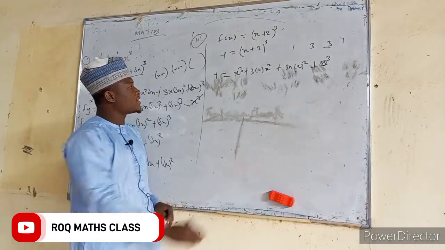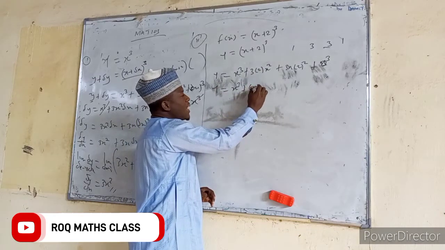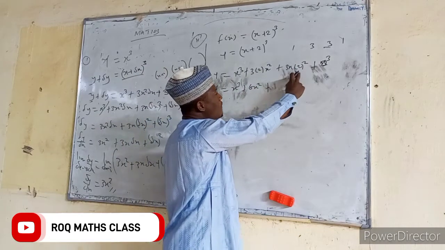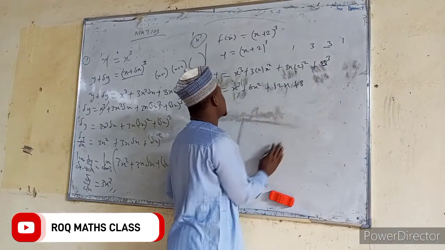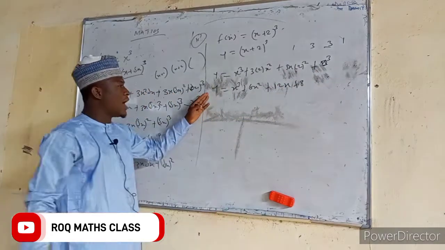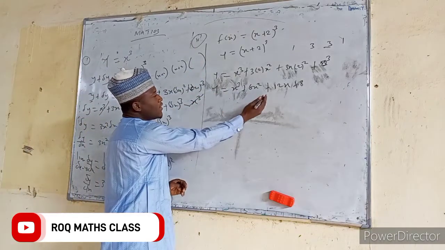Using binomial expansion, then you expand, we have x cubed. Here we have 6x squared. Here we have 4 times 3, we have 12x. And we have 2 power 3, which is 8. So the value of our y is this now. So we have y equals to this.